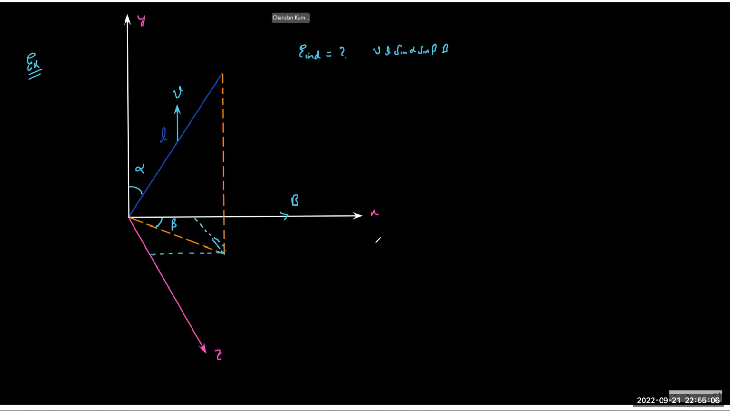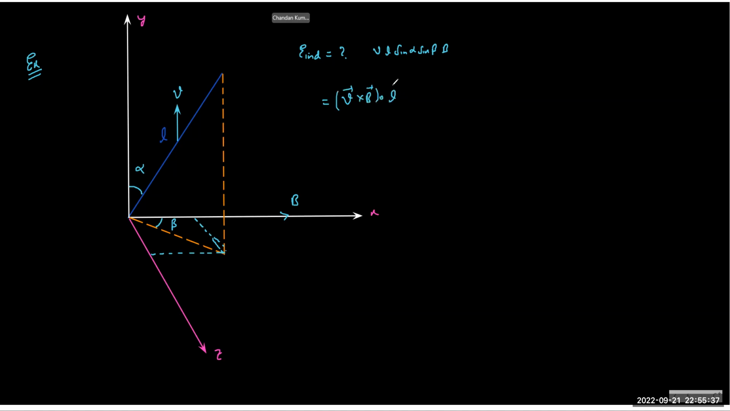Sir, but V cross B is in the minus Z direction, so we have to take the component of L that is in the minus Z direction, right? V cross B is in the minus Z direction, correct? And that is equal to L sin alpha into cos beta, right? The best way to solve, sir, is cos beta or sin beta?